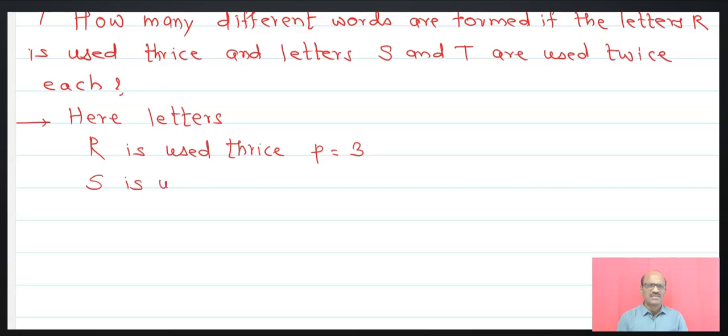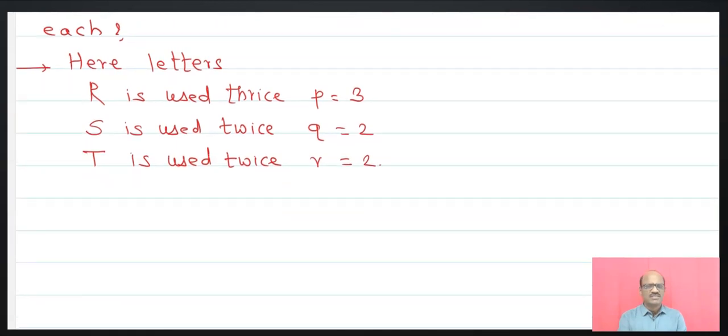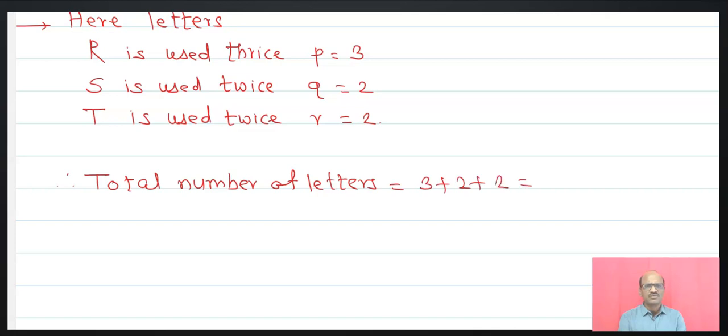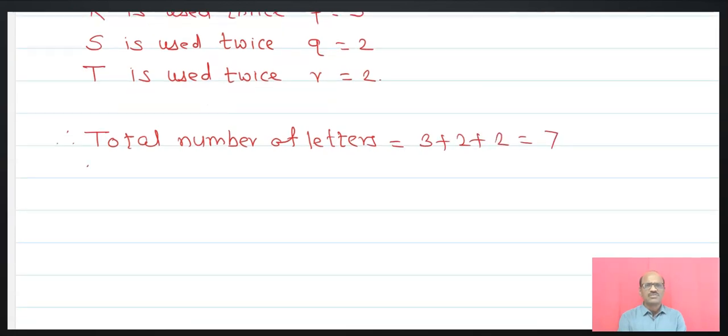म्हणजे आपल्याला एक वर्ड बनवायचा आहे की त्याच्यामध्ये R हे 3 वेळा आलेला असेल आणि S and T हे 2 वेळा आलेला असेल. R is repeated thrice, that is P is equal to 3. S is repeated 2 times, therefore we treat it as Q is equal to 2, and T is used again twice, therefore we take it as R is equal to 2. Therefore the total number of letters for this word is 3 plus 2 plus 2, that is equal to 7.